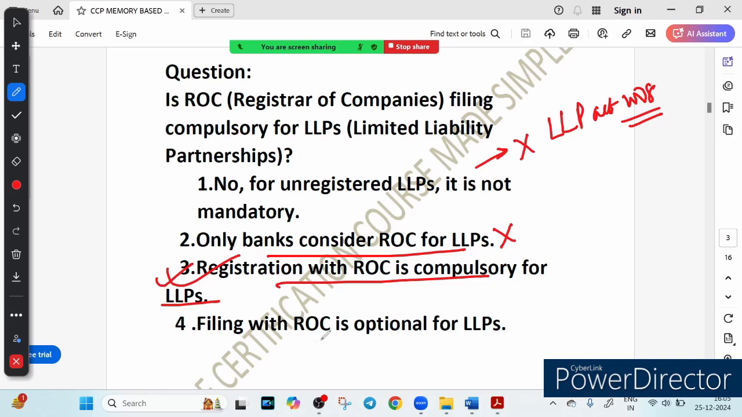Option 4 says filing with ROC is optional for LLP. This is incorrect. Filing with ROC is not optional. It is a legal requirement for LLPs to maintain their status and avoid penalties. So what is the correct answer? Option number 3 is the correct answer.